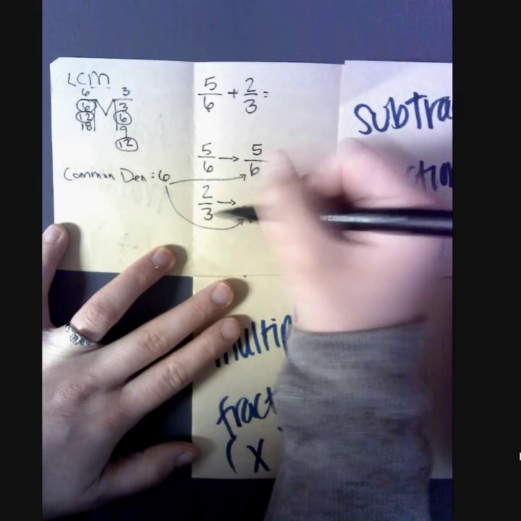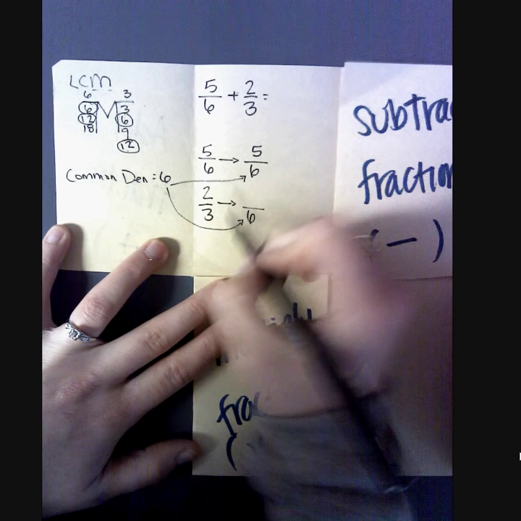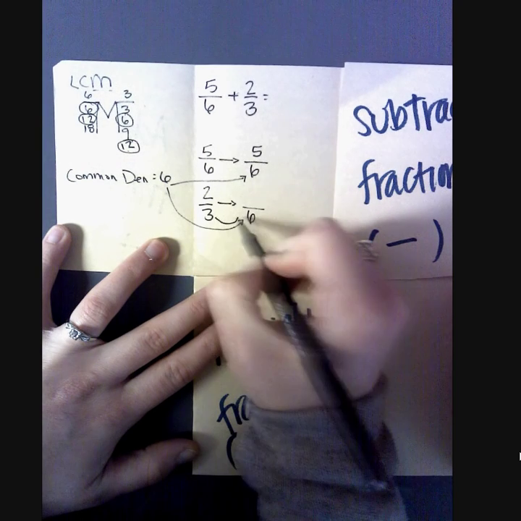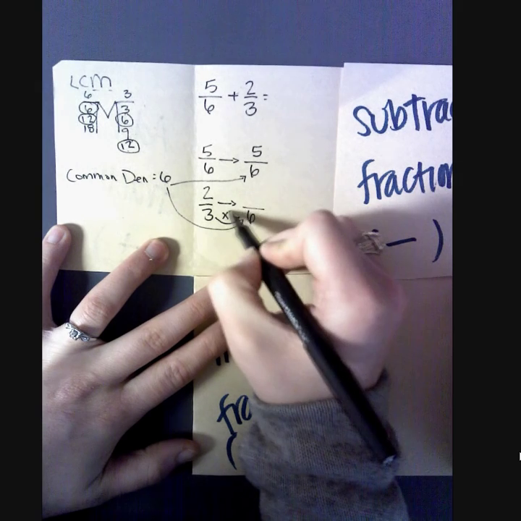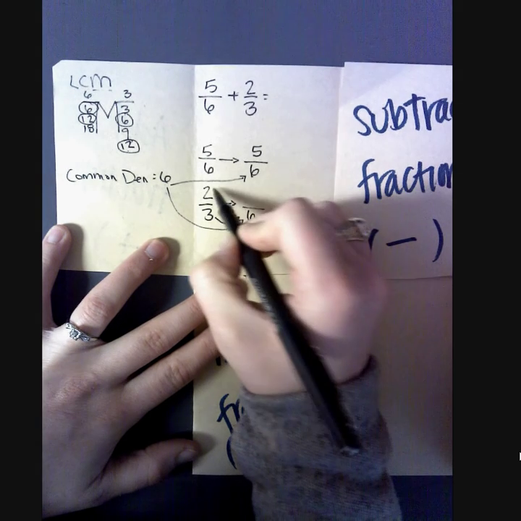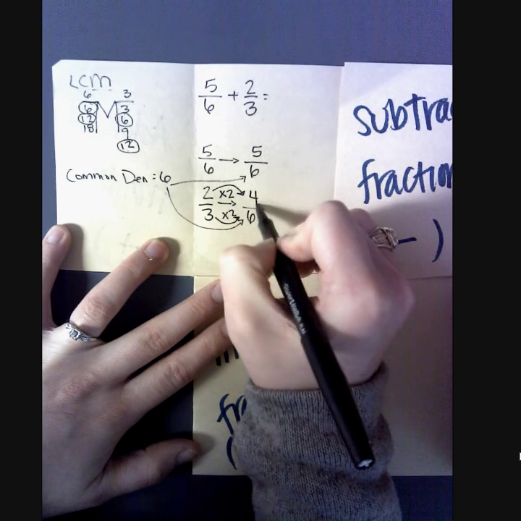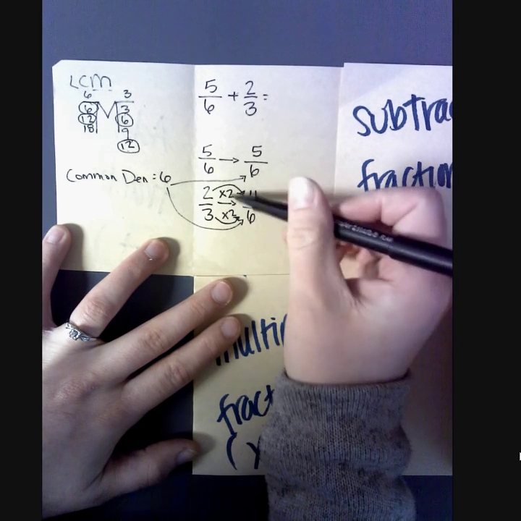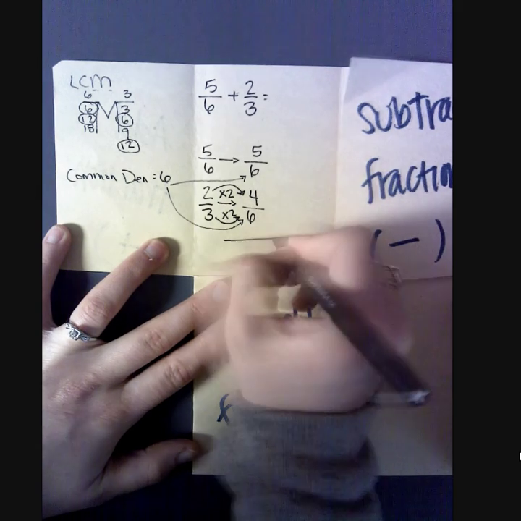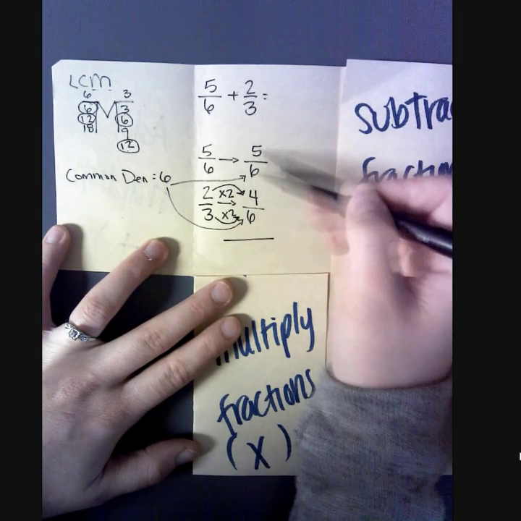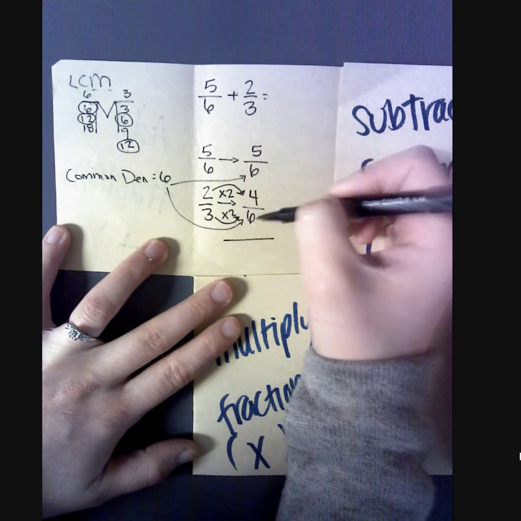But over here with my 3, since it went to a 6, I have to ask myself, to get from 3 to 6, what did I have to multiply by? And you should say 3 times 2 would give you 6. So that means that 2 times 2 would give you 4. So what we're doing there is multiplying the top and the bottom by the same number. So now we have two brand new numbers. We have 5 over 6, actually just one brand new number, but 5 over 6 plus 4 over 6.